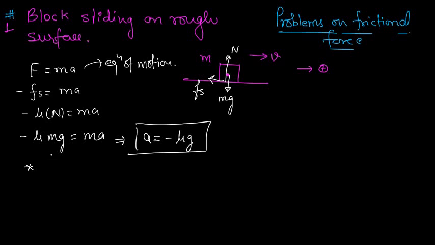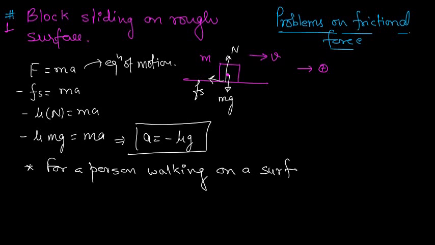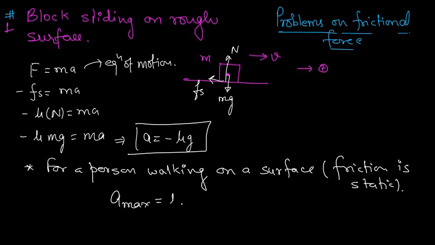So for a person walking on a surface, when friction is static, then the maximum acceleration will be mu times g. Okay, so that was the conclusion from here. Whether it is positive or negative just depends on the sign. So the maximum acceleration is mu times g.